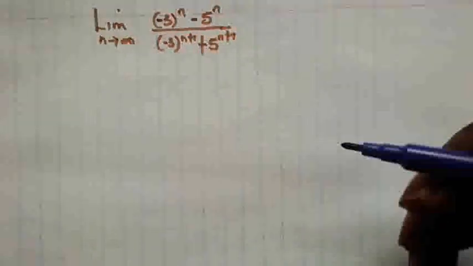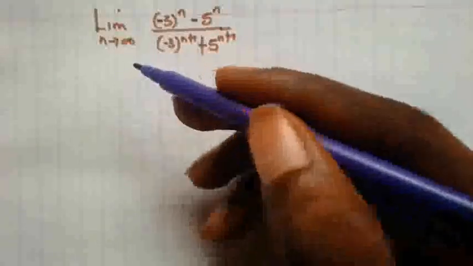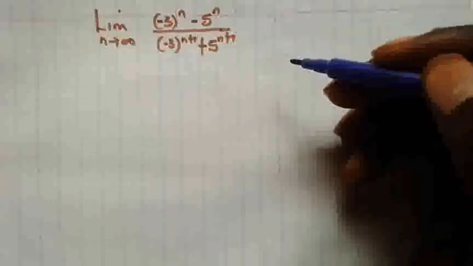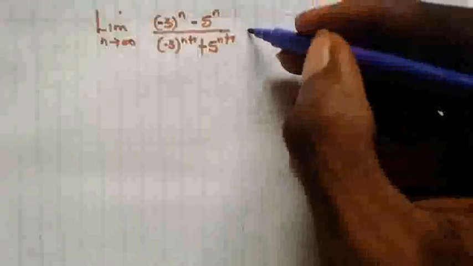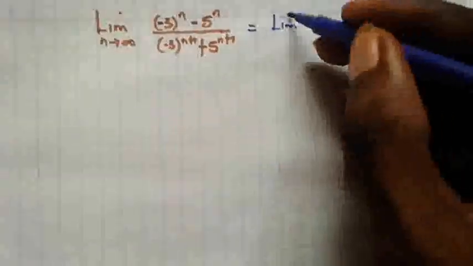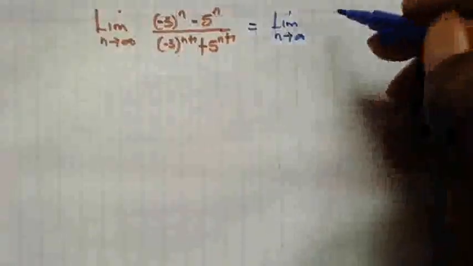Today we are having the following limit problem. Limit as n is approaching infinity of (-3)^n - 5^n over (-3)^(n+1) + 5^(n+1). So we're going to write the following limit as n is approaching infinity.